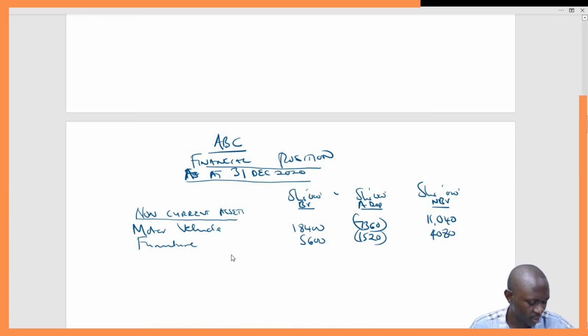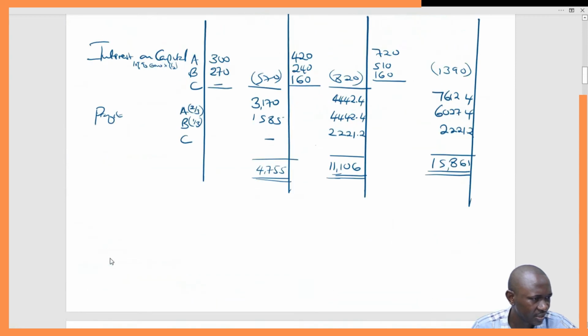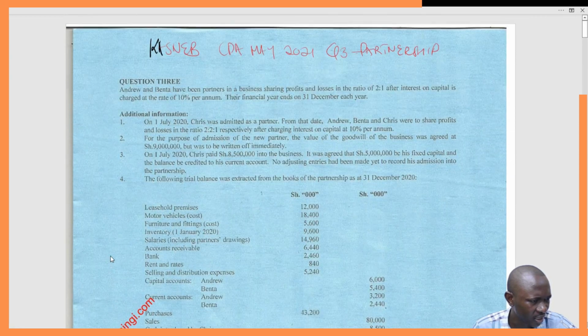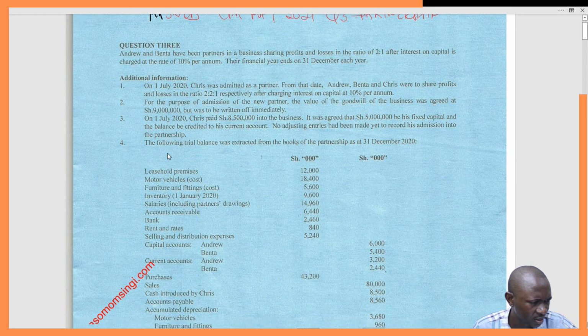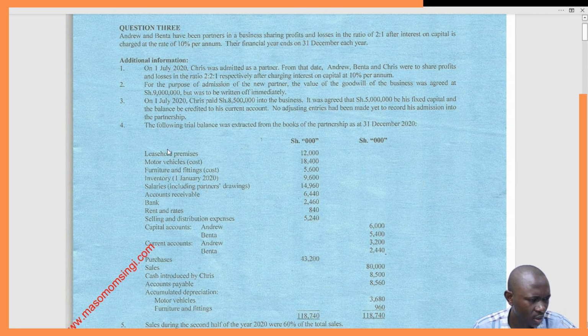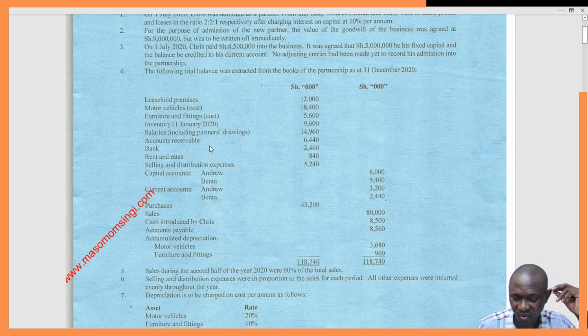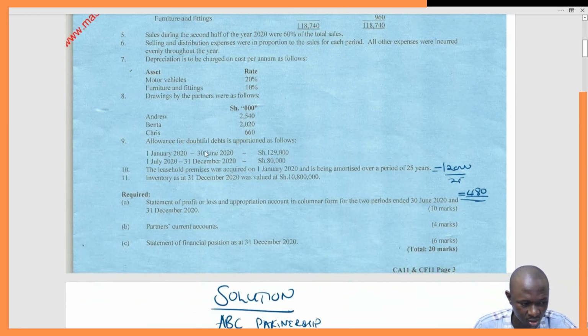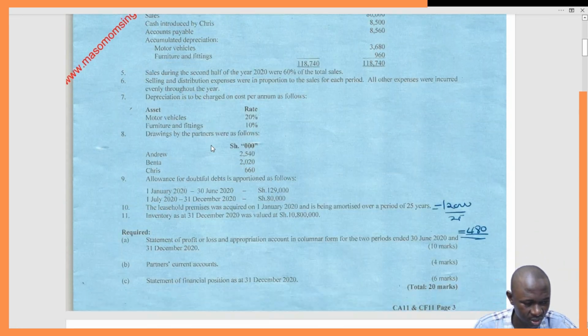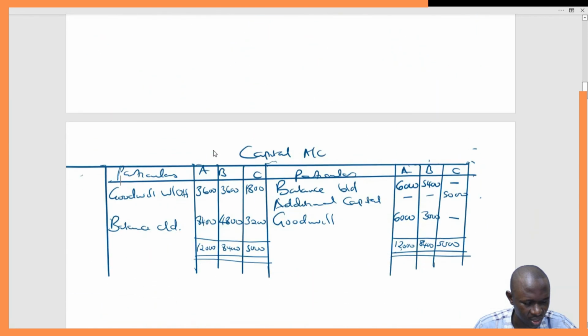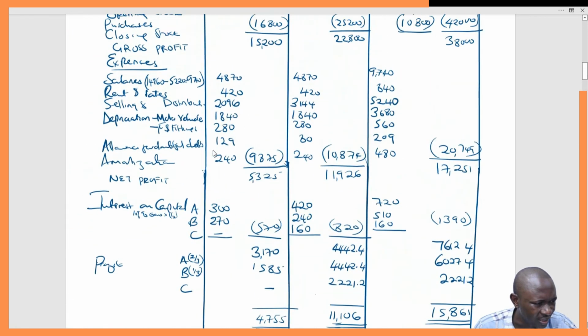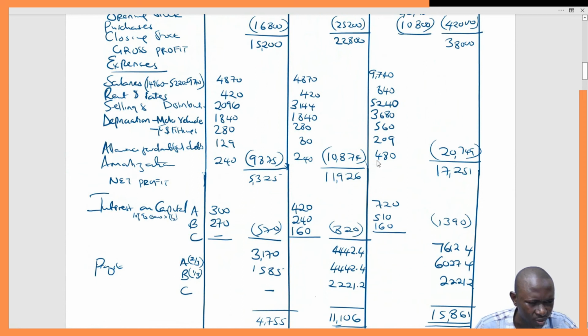Do we have any other asset? I doubt if we have any. Any other? Leasehold premises. This one was amortized. This one we did something called amortization. It's a non-current asset. So 12,000, and then we less what has been used for that particular year, which is 480.